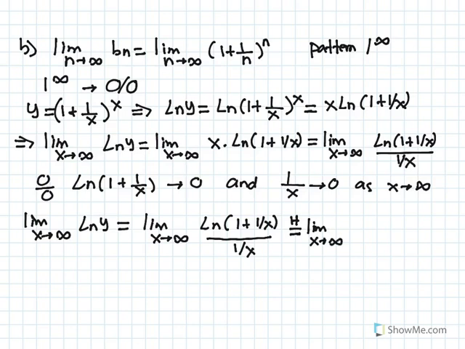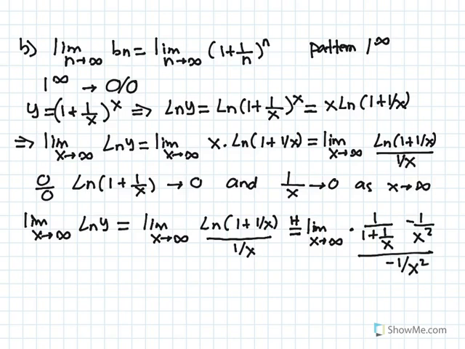Differentiating the numerator is going to give us 1 divided by 1 plus 1 over x. Applying the chain rule, we differentiate the inside of the brackets: the derivative of 1 is 0, and the derivative of 1 over x is negative 1 over x squared. Now differentiate the denominator. Applying the power rule, 1 over x is like x to the minus 1, so we get negative 1 times x to the minus 2, which is negative 1 over x squared.